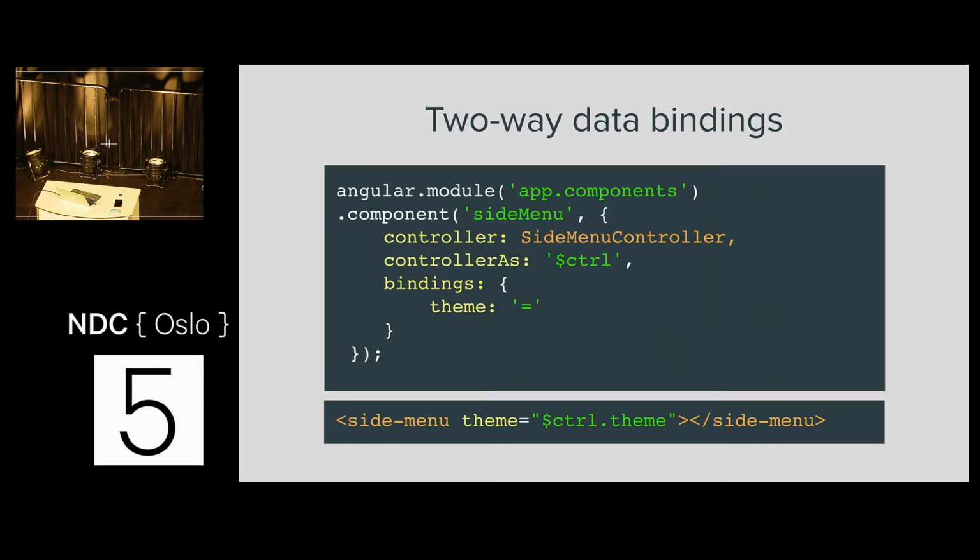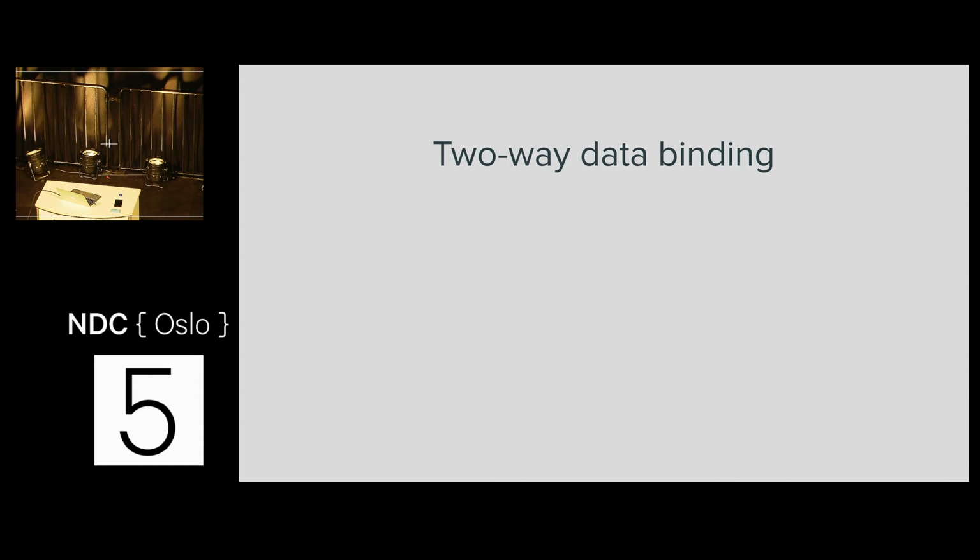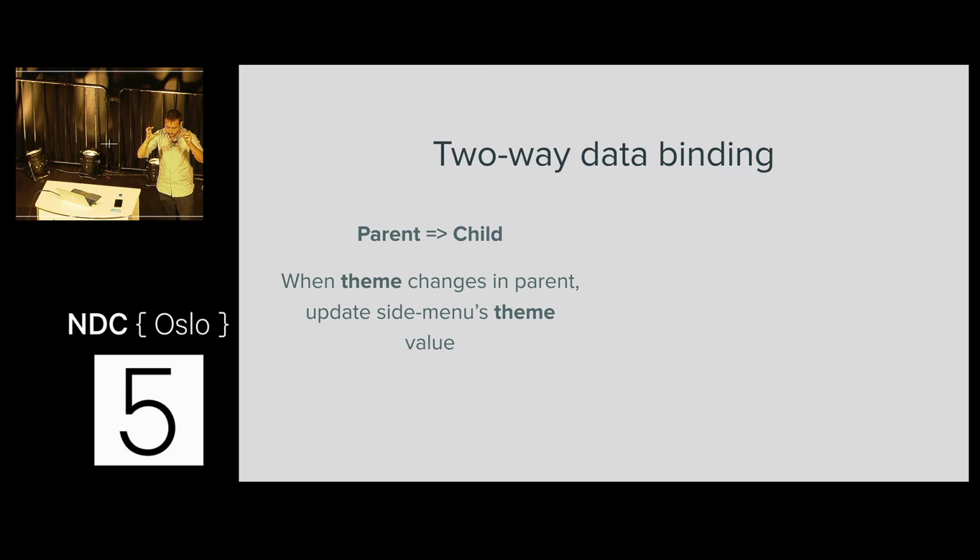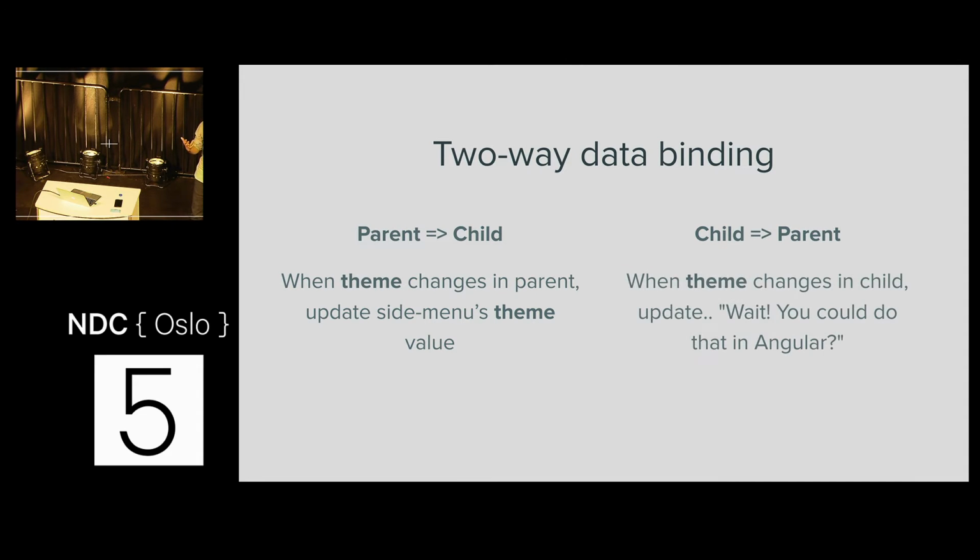So if we want to know exactly how two-way data binding works, we need to explore the two aspects of two-way data binding. The first one is parent to child, which means when the theme changes in the parent, go ahead and update it in the child, which is the side menu. And then the other aspect would be child to parent. It means when the theme changes in the child, update the parent. Wait, could you do that in Angular?